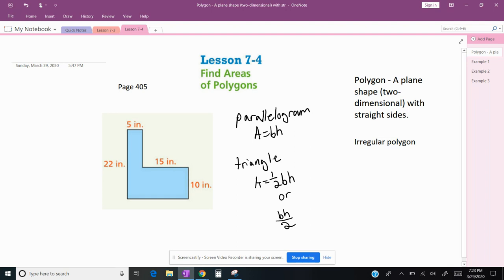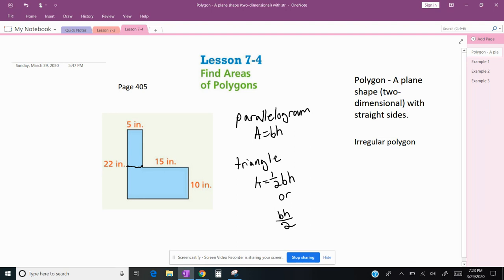So when I look at this, I don't see any triangles, but I see I can split it up right here and make 2 rectangles out of it. Or I could split it up right there and make 2 rectangles out of it. That's really however you want to split it up. That's up to you. I like it this way though.